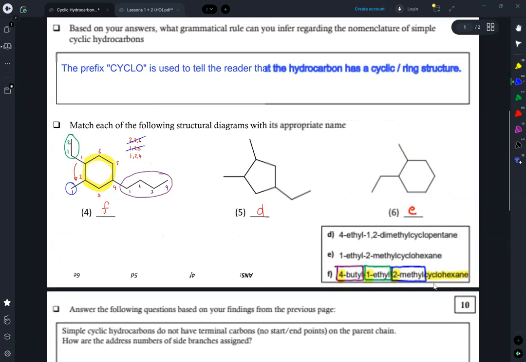1, 2, 4 is better than 1, 2, 5. And that is how we choose our address numbers. So 4 is where you'll find the butyl group. Number 4 carbon is where you find the butyl group. Number 1 is where you find the ethyl group. Number 2 is where you find the methyl group.